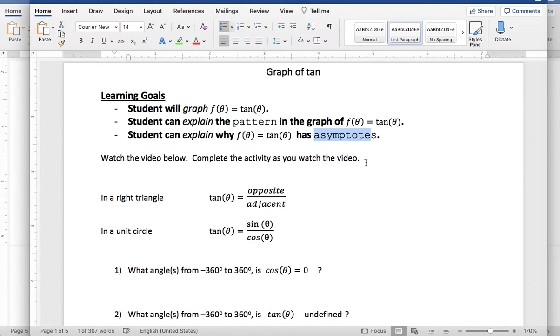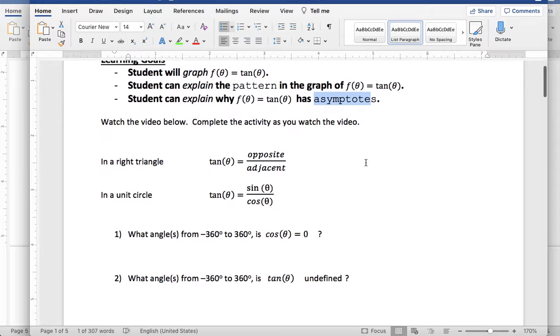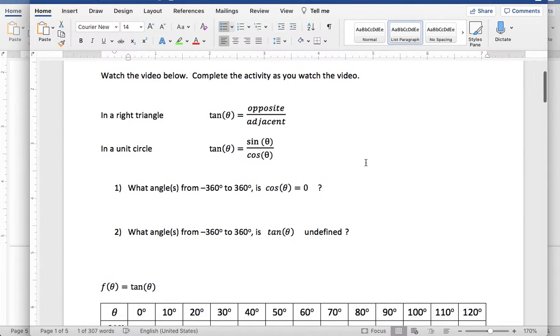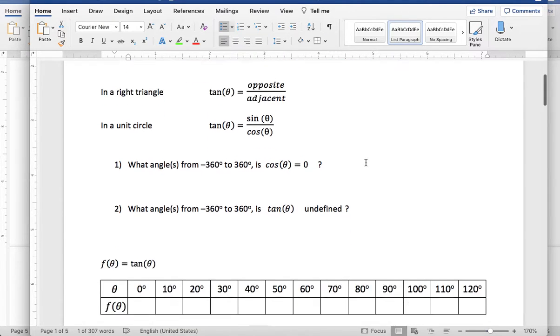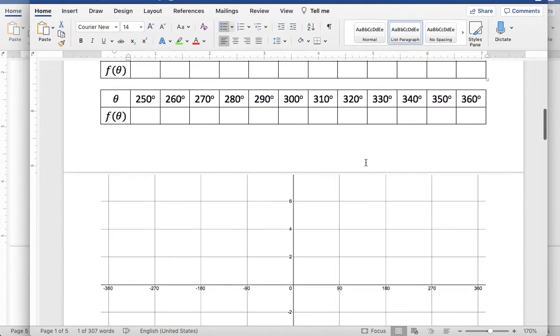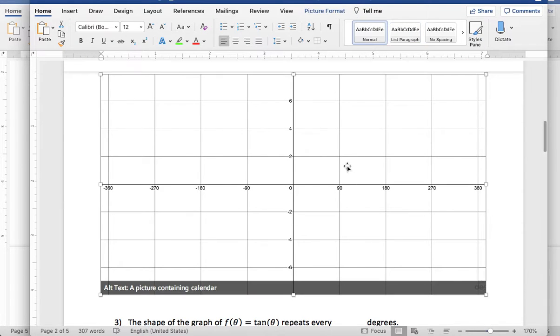For your notes, most of the notes you can write on this sheet of paper, or you can write on the Google document or on a sheet of paper. But for part of it, you're going to be graphing. And it is much easier to draw a graph on a sheet of paper than it is to try to draw it on the computer.